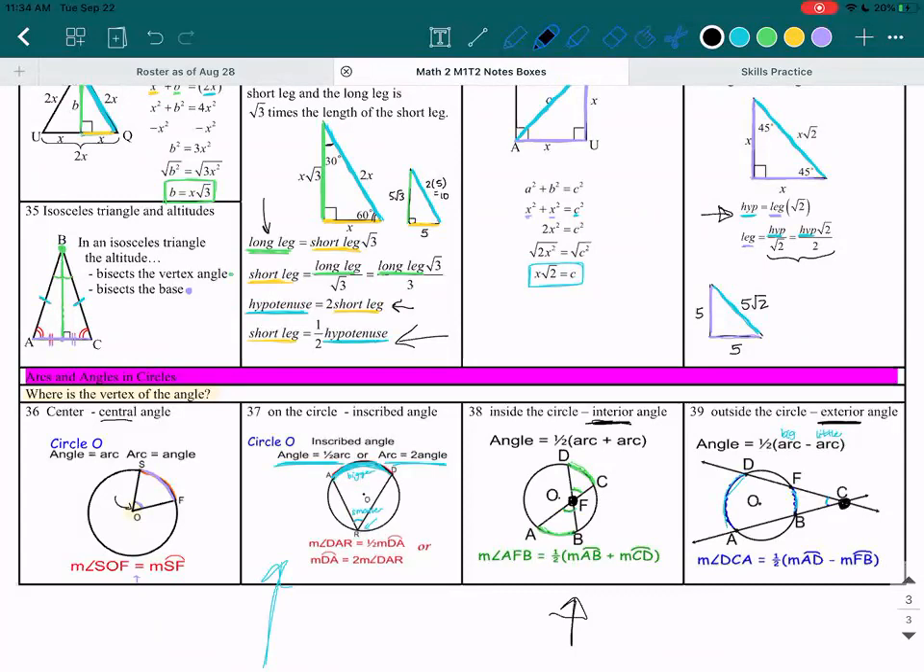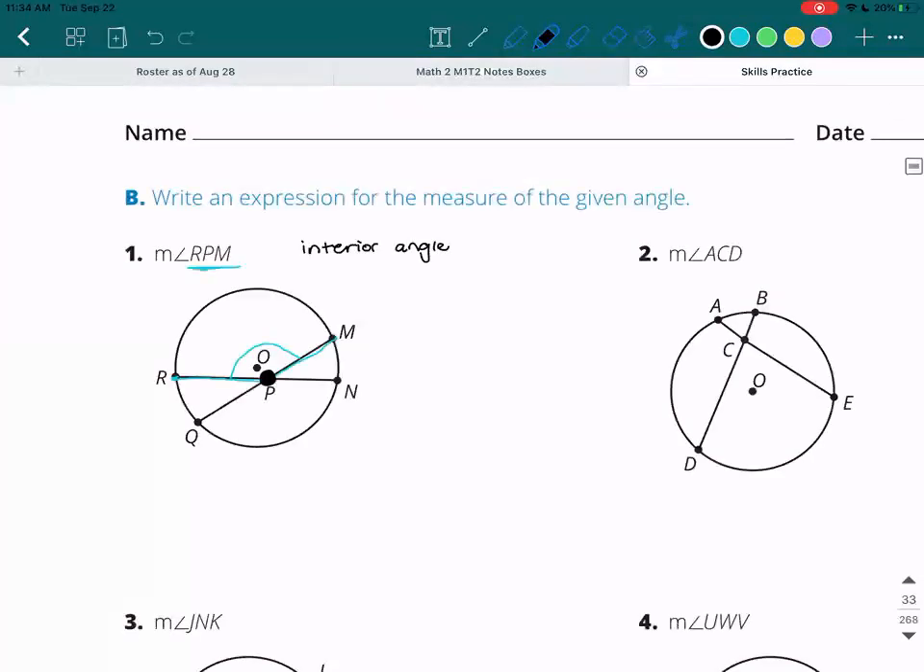Go back to skills practice. Okay, so measure of angle RPM, that's the one they're asking for right here, is equal to half, in parentheses, we now need to write the two arcs. So which arcs are we writing? We're writing the ones that the angle kind of talks about. So since our angle is on this side, we want to talk about this arc. And then we're also going to be talking about this arc.